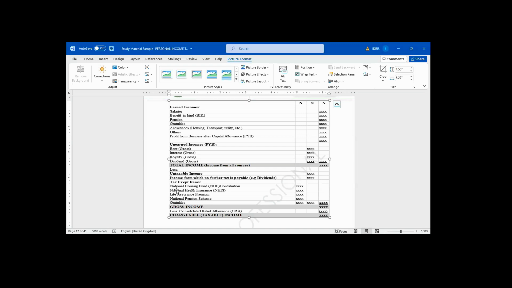One of the tax exempt is National Housing Fund contribution. In your salary, before your employer pays your salary, your employer normally deducts some deductions apart from personal income tax, apart from PAYE. One of the deductions your employer deducts is National Housing Fund contribution. The law makes it compulsory that on every employee, there should be a contribution to National Housing Fund.